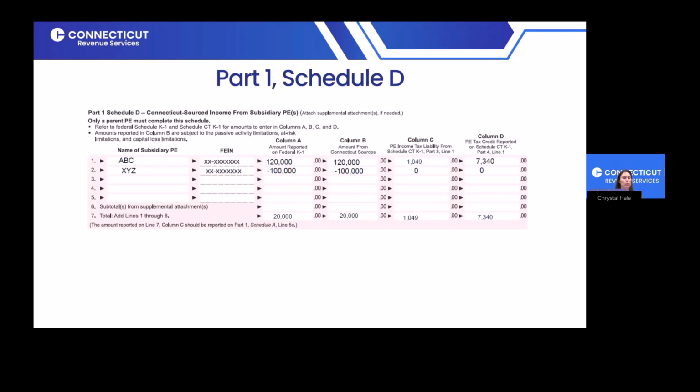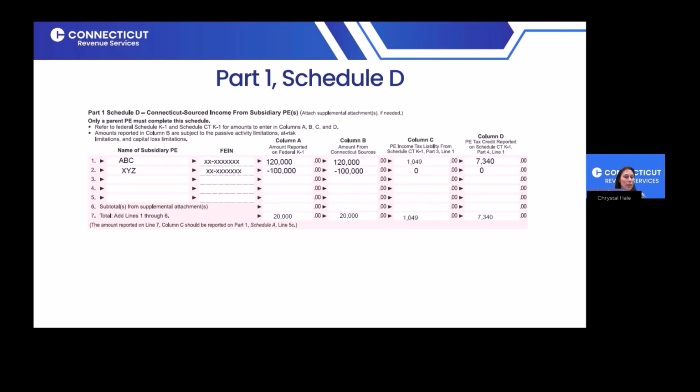All right, so we've taken those two Schedule CTK1s from our subsidiaries, and we're going to enter that information on Part 1 Schedule D. So as you can see, we have the information for ABC and XYZ. We have the amounts reported on the federal K1.